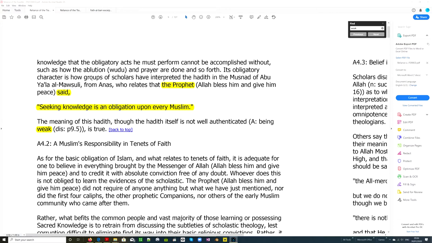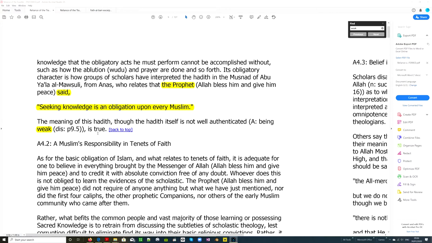What I'm looking at here is the book, The Reliance of the Traveler. This, of course, is the most reliable, the most trusted Islamic Sharia manual. Notice, this says here, the Prophet said, "Seeking knowledge is an obligation upon every Muslim." The meaning of this hadith, though the hadith itself is not well authenticated, being weak, is true.